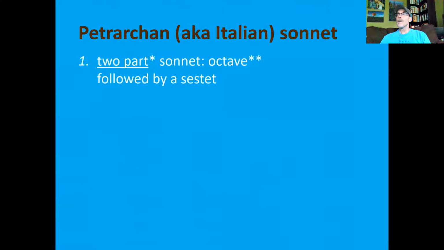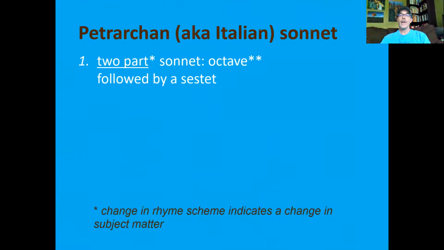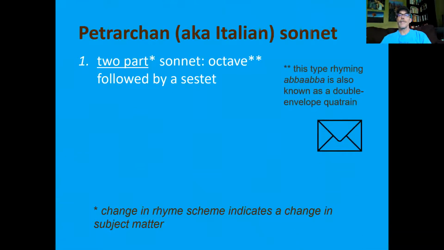Okay, now here are some specifics relative to the Italian sonnet that Petrarch formed. It's a two-part sonnet, an octave followed by a sestet. This change in rhyme scheme indicates a change in subject matter. I'll talk about that in a moment. This type of rhyming, ABBA, ABBA, is also known as a double envelope quatrain.